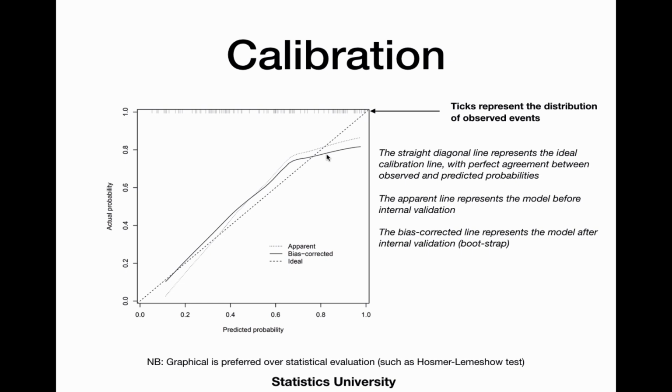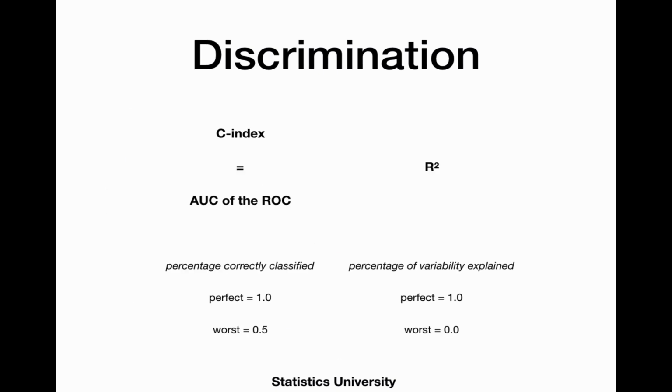And note that some people promote the use of statistical evaluation of calibration with something like the Hosmer-Lemeshow test, but I prefer a graphical assessment. Now, discrimination can be assessed with the C-index, which is equal to the area under the curve, and it represents the percentage correctly classified, with perfect being 1.0 and the worst achievable number is 0.5, or with R-squared, the percentage of variability explained, and the range is from perfect 1.0 to worst 0.0.